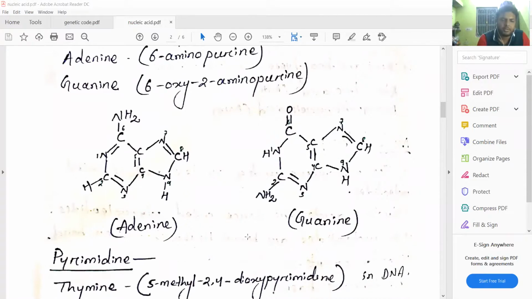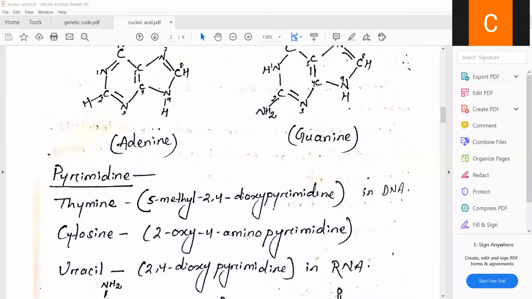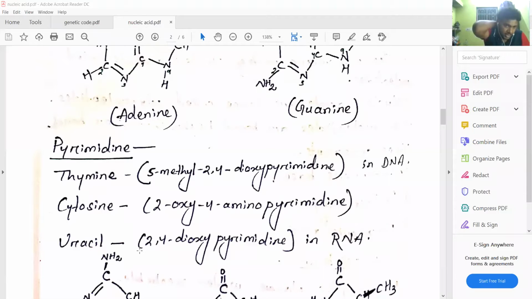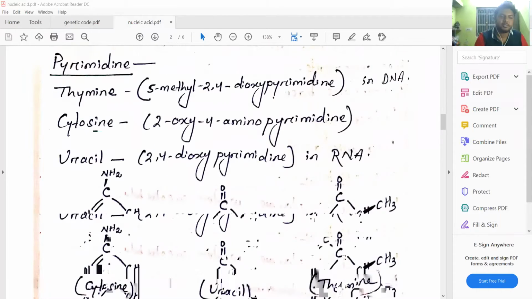Next, coming to the basic structure of pyrimidine. So pyrimidines are thymine, cytosine, and uracil. In case of RNA, in place of thymine, uracil is there. So uracil and thymine both, and cytosine, are pyrimidines. So coming to the structure, okay, first one is your cytosine.